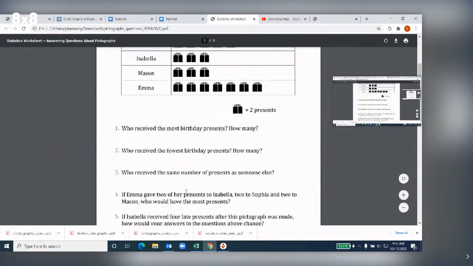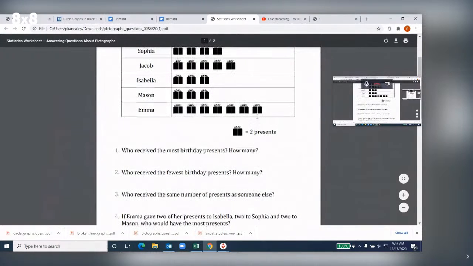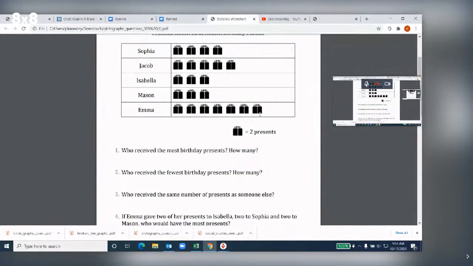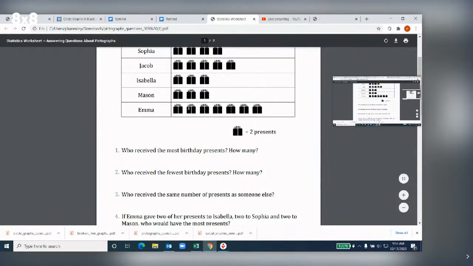Okay. If Emma gave 2 of her presents to Isabella, 2 to Sophie, and 2 to Mason, who'd have the most presents? So Emma, who has the most, right here, is going to give 2 to Isabella, so that would give her 5. If she gave 2 to Sophie, that would be 6. If she gave 2 to Mason, that would be 5. So Sophie has 4. So if Emma gave Sophie 2, that would give her 6 total boxes, which would be 12 presents. So Sophie would have the most.